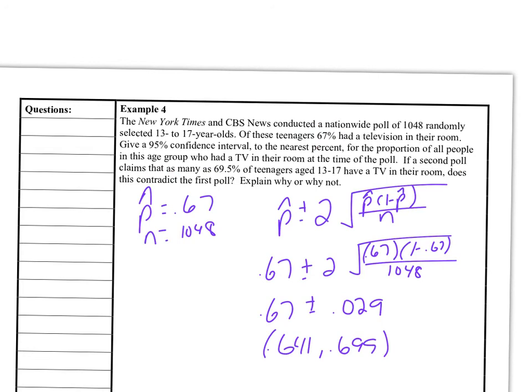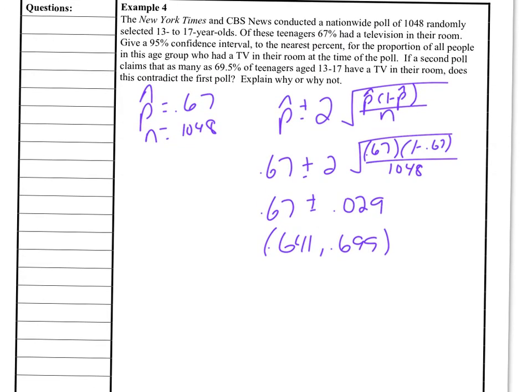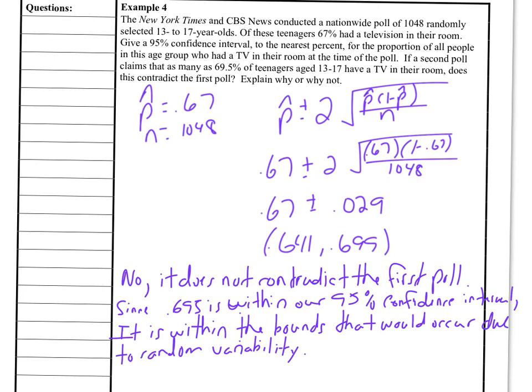So our answer, I will write that out and then explain it again. The answer is no. It does not contradict the first poll. And the explanation, of course, has to be written out, not just the justification of your work. So we're going to say since the 0.695 is within our 95% confidence interval, because it falls in between 0.641 and 0.699, it is within the bounds that would occur due to random variability. Therefore, it's possible that it is 69.5.